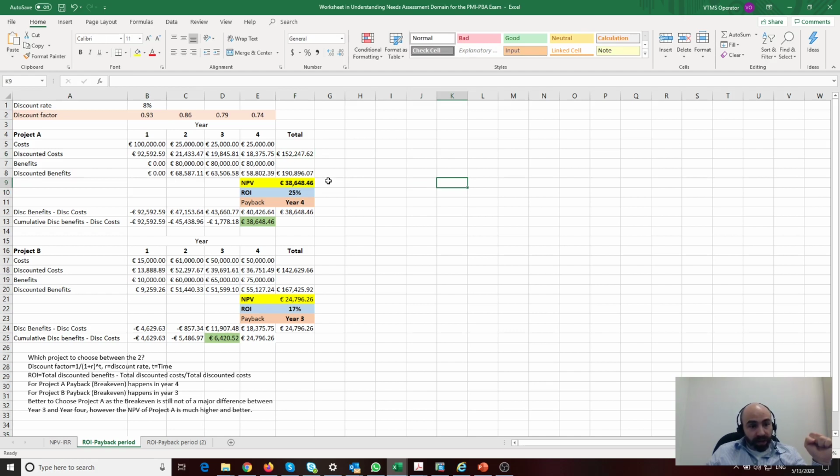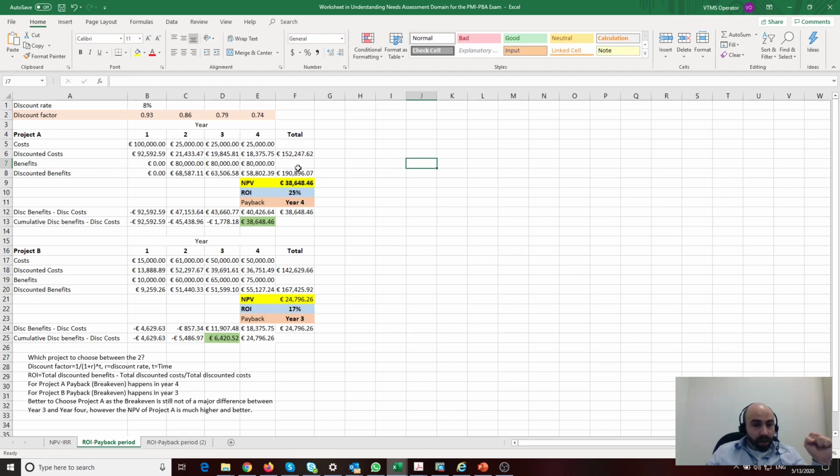Benefits, discounted benefits, the same. The same here. Okay, so net present value, you guys tell me, how did we get that number? It's the total discounted benefits minus the total discounted costs. This minus that, I get this. Okay, the ROI is what? How do I get the ROI?